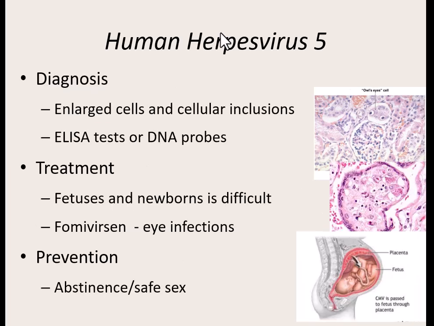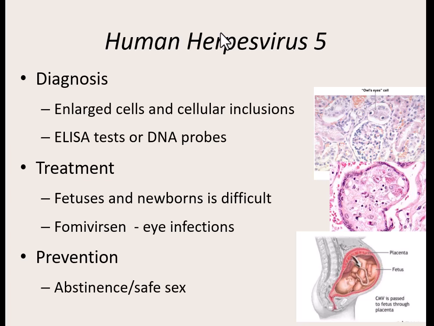So diagnosing, they can try to look in tissues. They have to take a tissue sample. They can look for some of those enlarged cells. Otherwise, we do have ELISA tests that can test for it. We've got PCR that can detect this unique DNA. Treatment, fetuses and newborns, by the time they've been diagnosed with some issue with this particular disease, there's really nothing they can do. It is known to cause some different types of eye infections, and we do have an antiviral that can help with it if it's causing an eye infection.